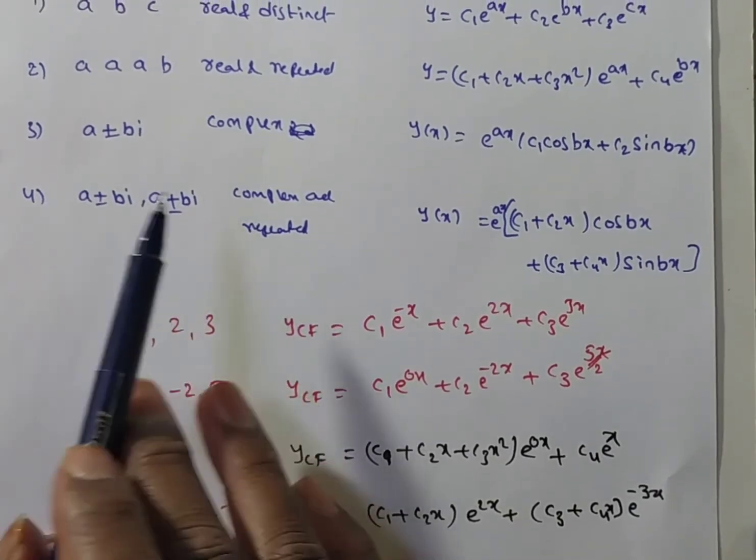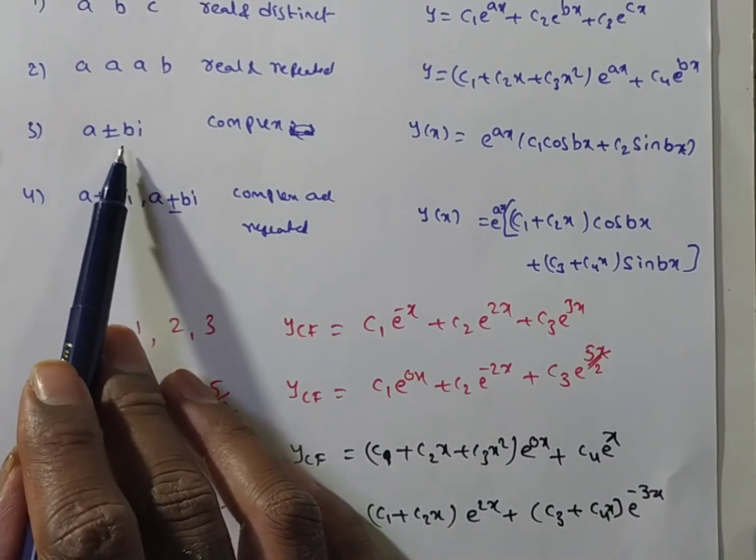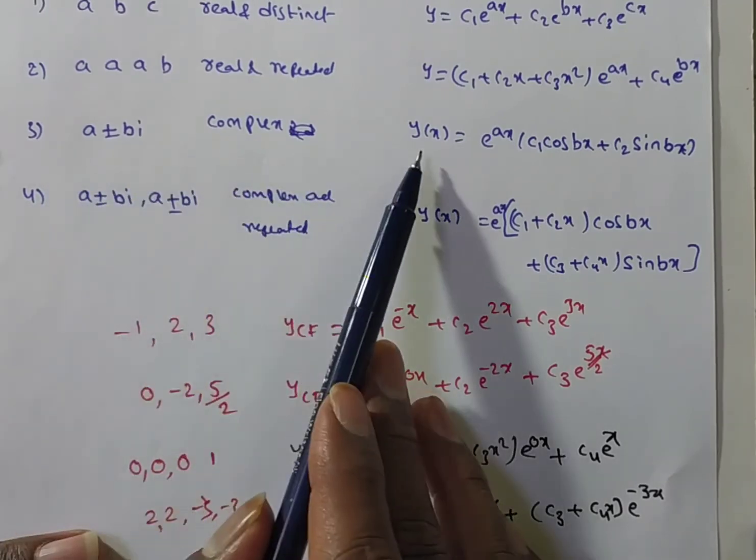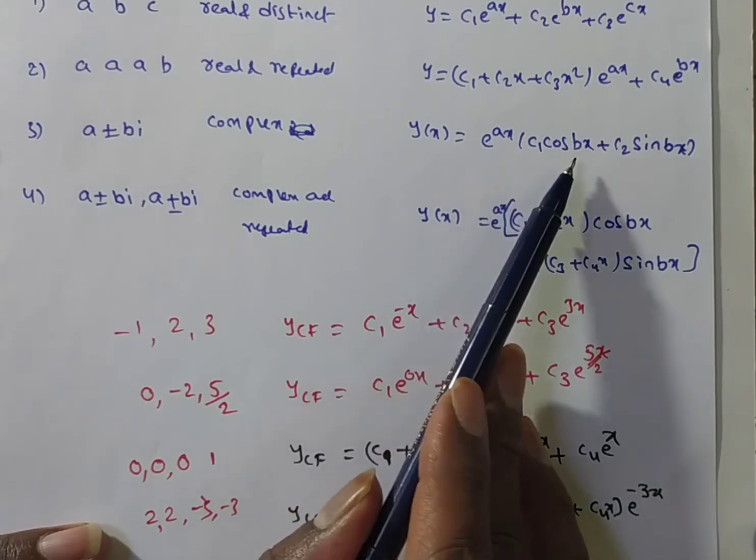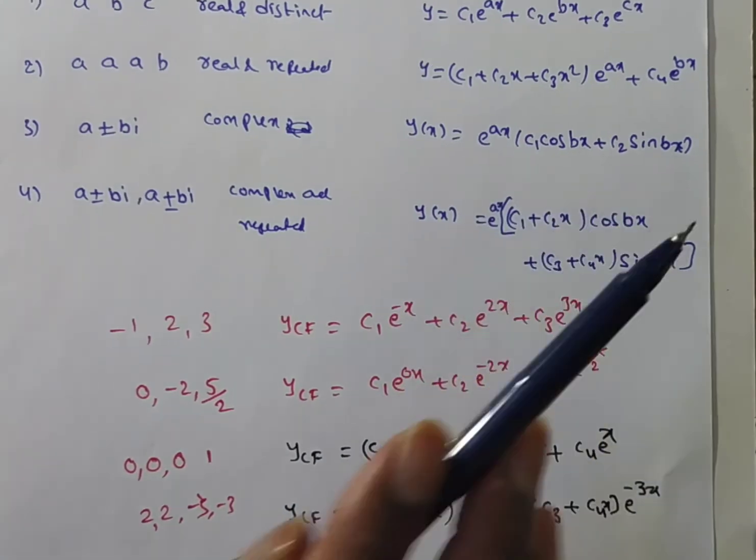Clear? Next, complex roots. Friends, you see, sometimes you may get complex roots like this, a plus or minus bi, where a is the real part of the number and b is the imaginary part of this number. Then you will write e^(ax) (c1 cos bx + c2 sin bx).